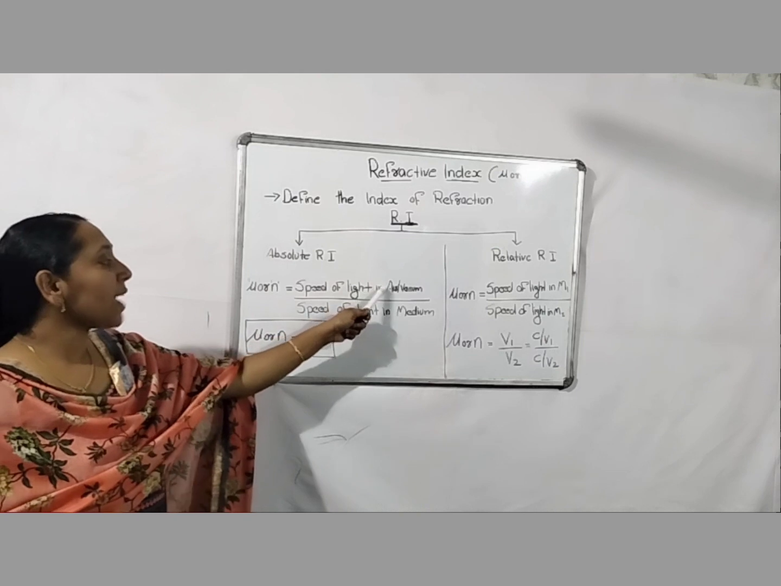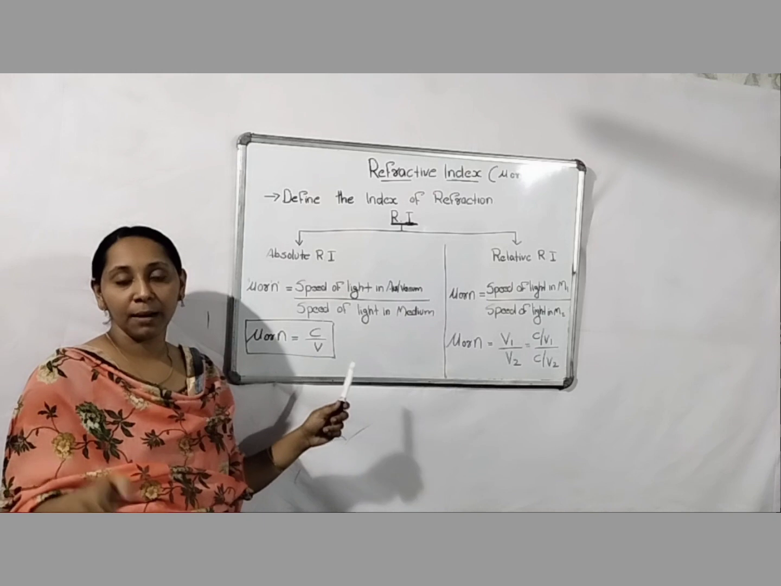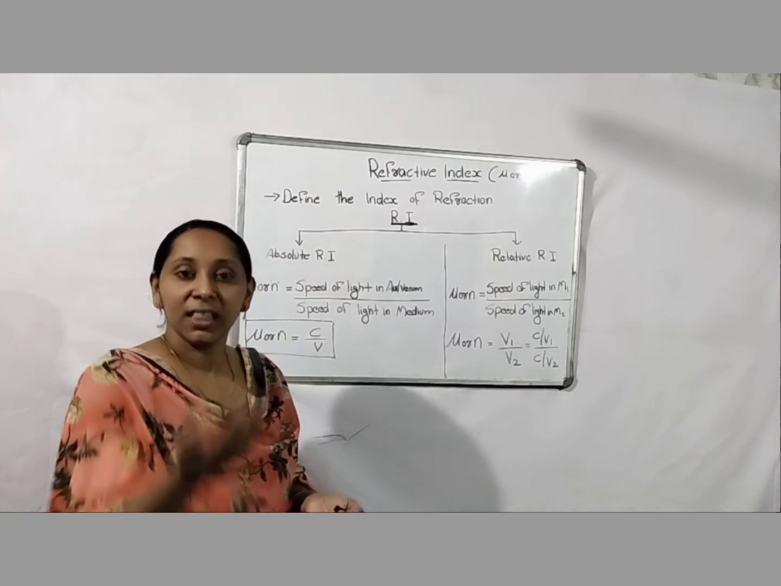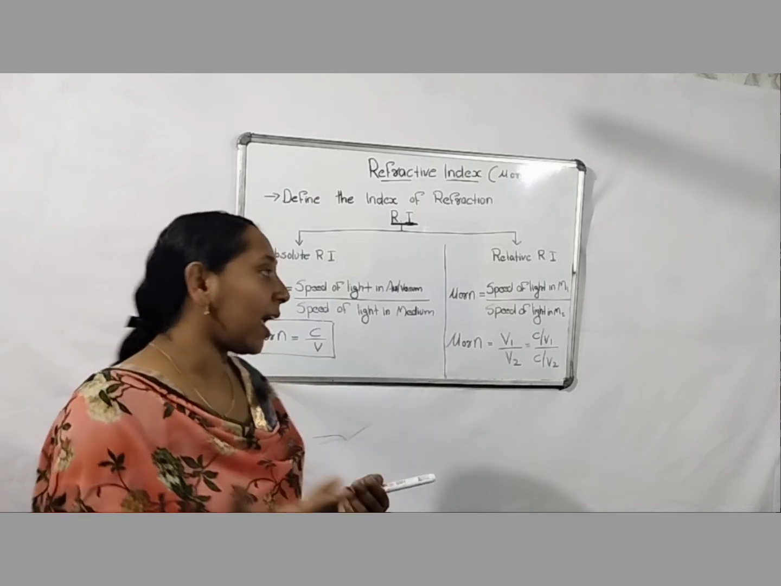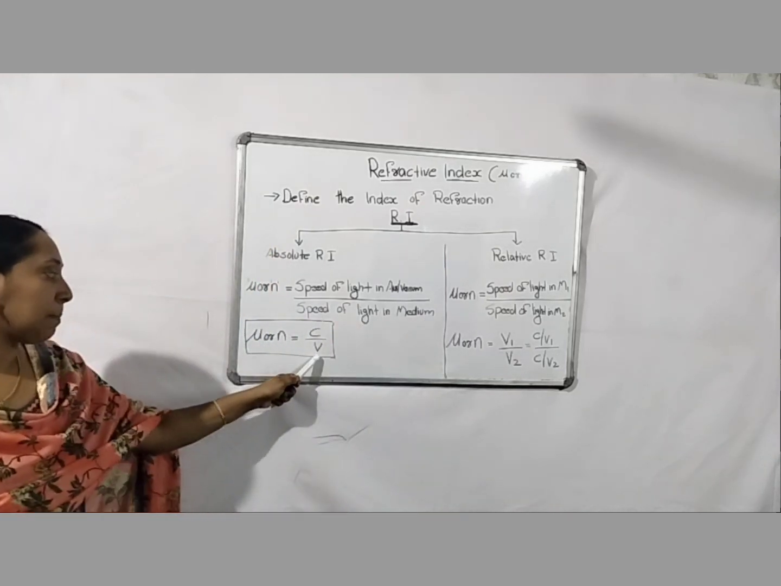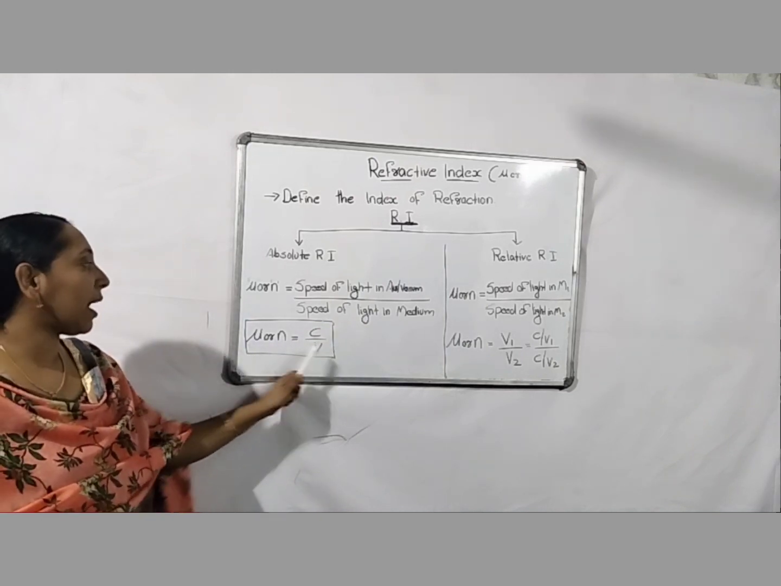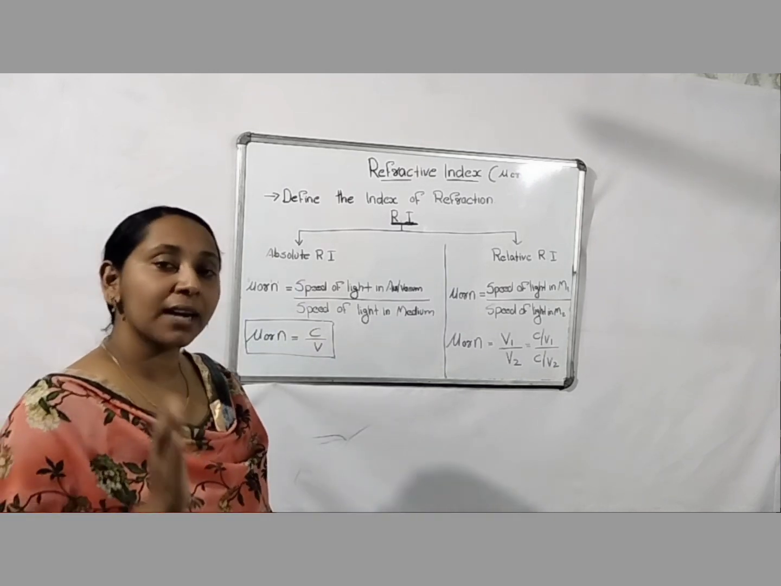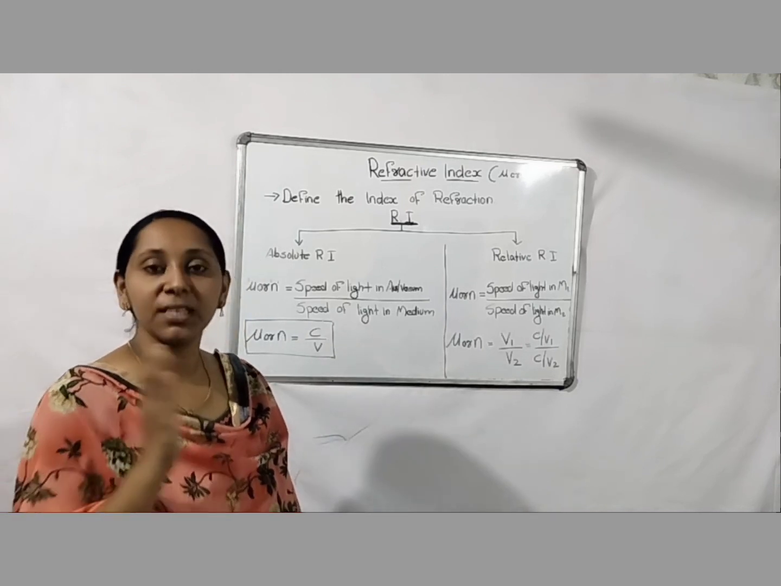The speed of light in air is denoted by the symbol c. The light has the maximum speed in air or vacuum, then in liquid, then in solids. That speed is denoted by the symbol c. Speed of light in the medium is denoted by the symbol v. That means mu or n, the absolute refractive index, equals c by v. I hope you can understand this much. Absolute refractive index means speed of light in air divided by speed of light in medium, c by v.